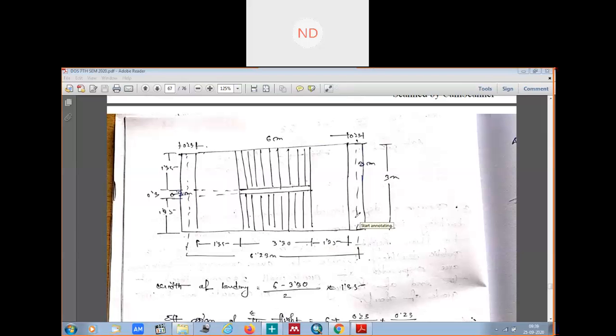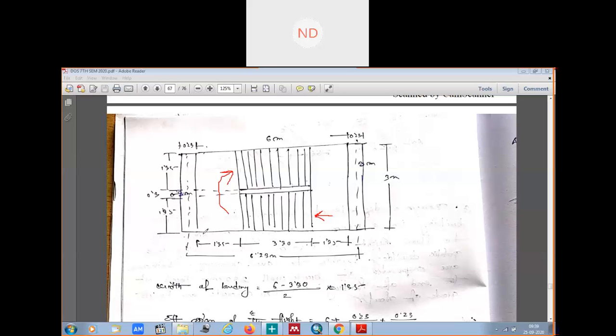Okay, so these two are the flights. Maybe it is the entrance here. From here, this is the landing, and then this one is the steps. In the question it was mentioned that this room is resting on this brick wall, which is 0.23 meter, and these are the landings.